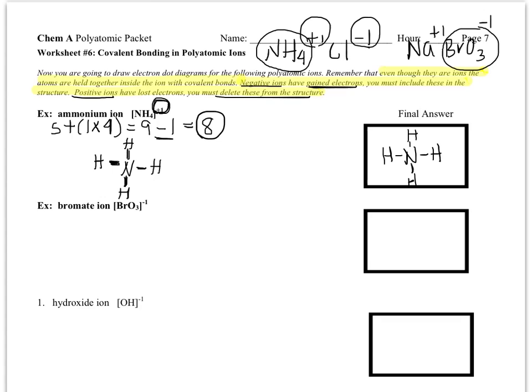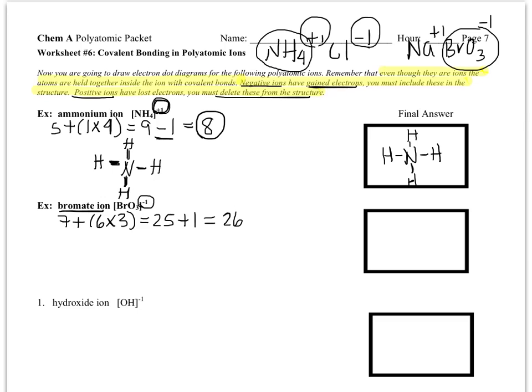Okay, let's look at bromate. Bromate has a -1 charge. So when we add up our valence electrons, bromine has 7. Each of the oxygens has 6, so 18 plus 7 more would give us 25. But look, in the process of 1 bromine combining with 3 oxygens, an extra negatively charged electron was added in. So we're going to actually add 1 to our count of total electrons, which gives us 26.